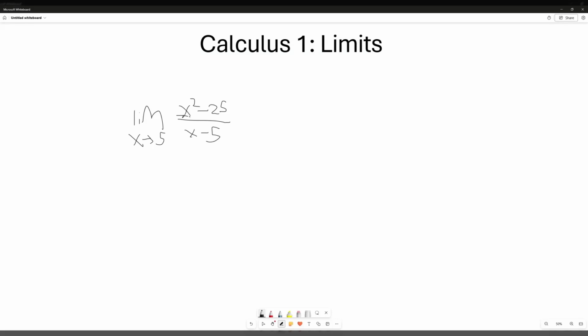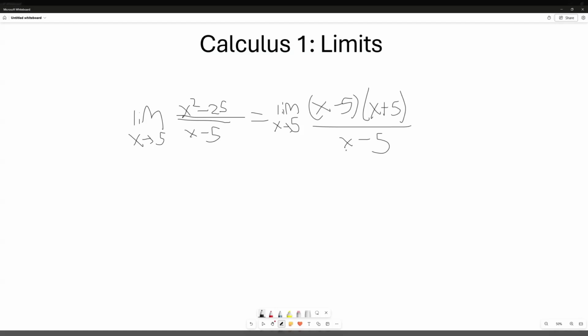Notice here that the numerator is a difference of perfect squares. So we can actually factor it with the difference of perfect squares. So in this case, it would be the limit as x approaches 5 of x minus 5 times x plus 5 over x minus 5.